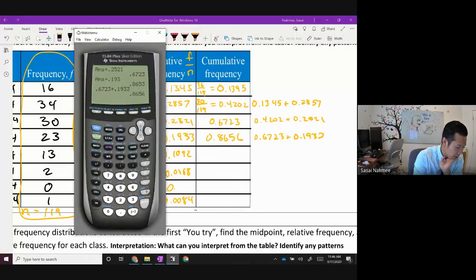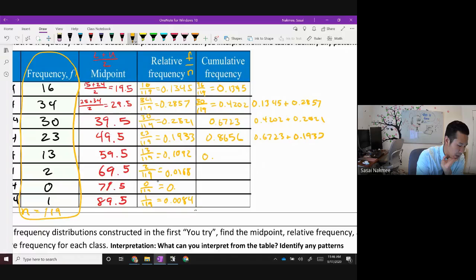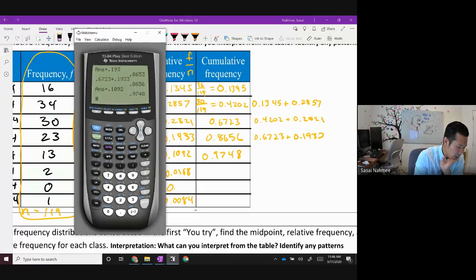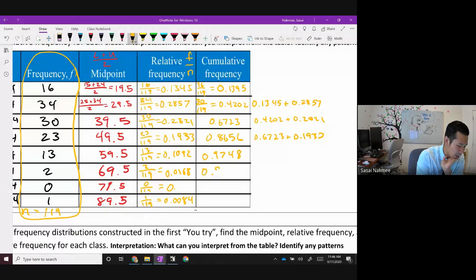Next one, plus that answer would be added to 0.1092. That's going to give me 0.9748. Add that to the next one, plus 0.0168, which is going to give me 0.9916. This is still going to be 0.9916.